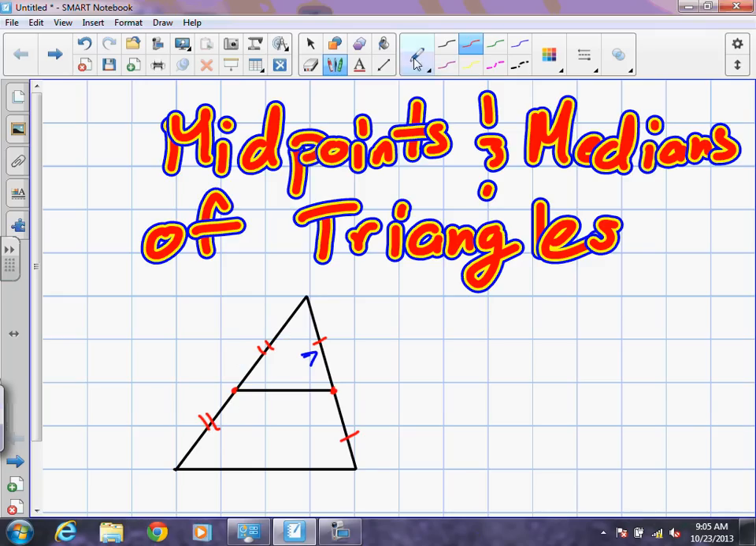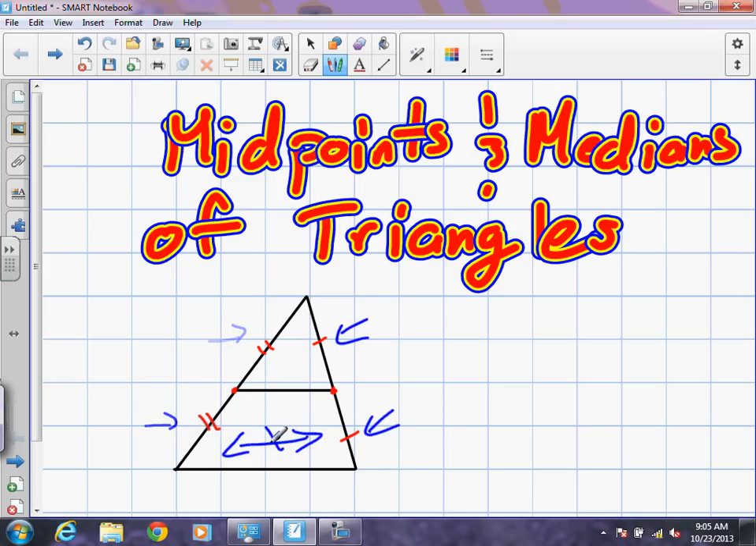And those two dashes let us know that these two sides are equal in length, and that this side and this side are equal in length, but they're not equal to each other. We do know that. So with this information, they've cut this triangle in half.